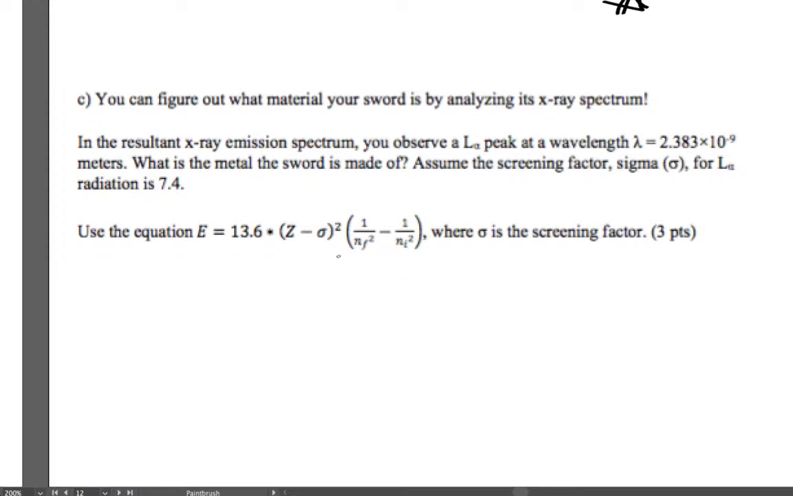You can figure out what material your sword is made of by analyzing its X-ray spectrum. In the resultant X-ray emission spectrum, you observe L alpha peaks at the wavelength of lambda equals 2.3883 times 10 to the power negative 9 meters. What is the metal the sword is made of? Assume the screening factor sigma for L alpha is 7.4. So we just need to plug the numbers in.